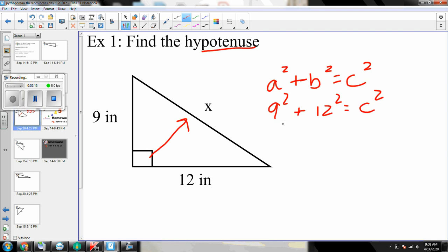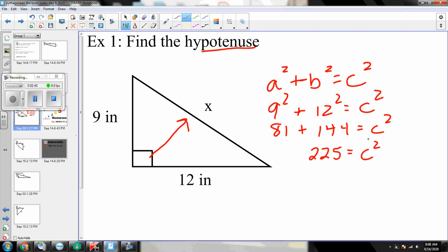All right, so now what I'm going to do is I'm going to find 9 squared. 9 times 9, 81. 12 squared is 144, and I know 81 plus 144 is going to equal the hypotenuse squared. Since 81 and 144 are on the same side of the equation, I'm going to add them together to get 225 equals c squared.